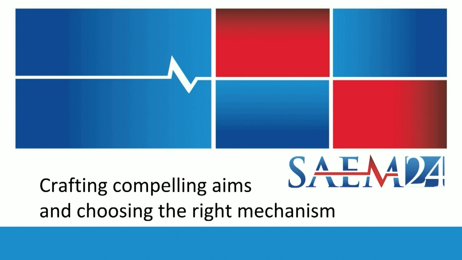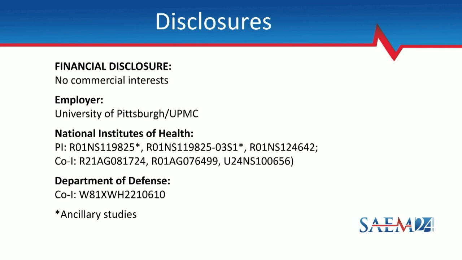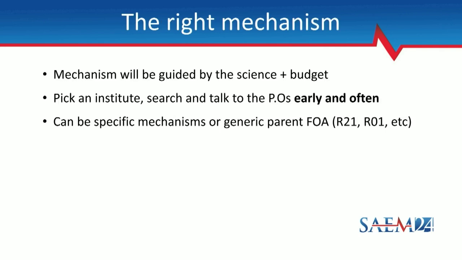So I was asked to talk about choosing the right mechanism and making good aims for an ancillary. I also have disclosures. The asterisk things are ancillaries, but not any deep conflicts.